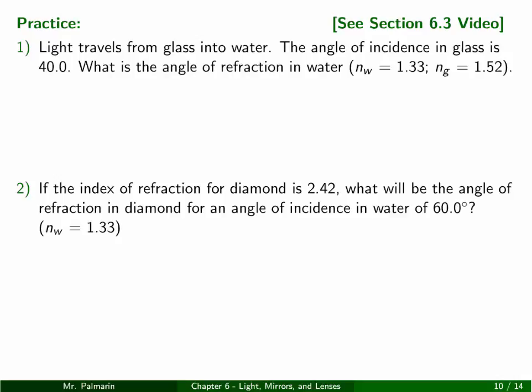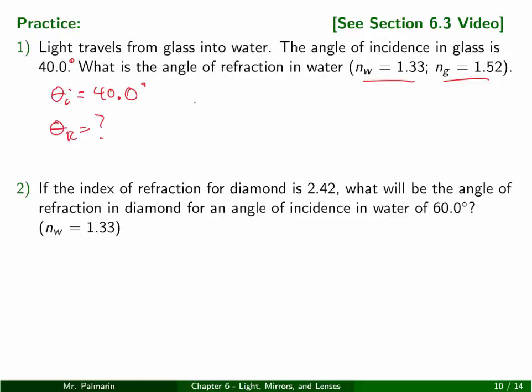Oh, I'm nice, and I give you both these right here. I'm not going to rewrite them. So there's the index of refraction for water and the index of refraction for glass, hence the subscripts W and G. And I tell you the angle of incidence. This is important. Notice how it's not sine theta i. It's just theta i equal to 40 degrees. There should be a degree sign here.